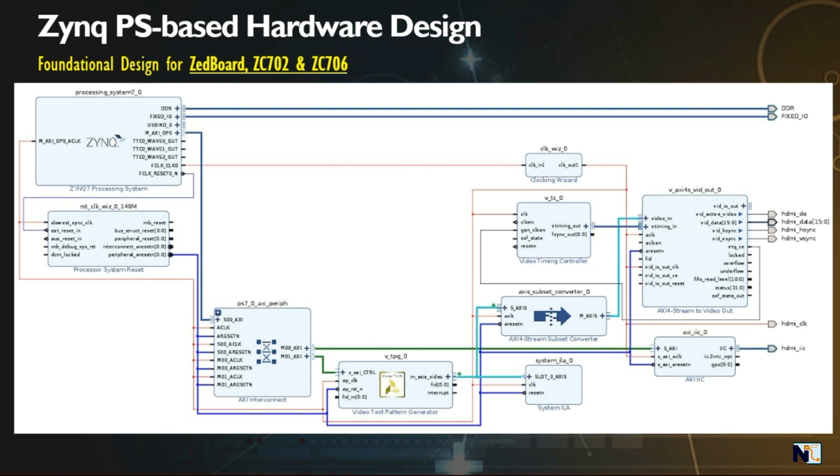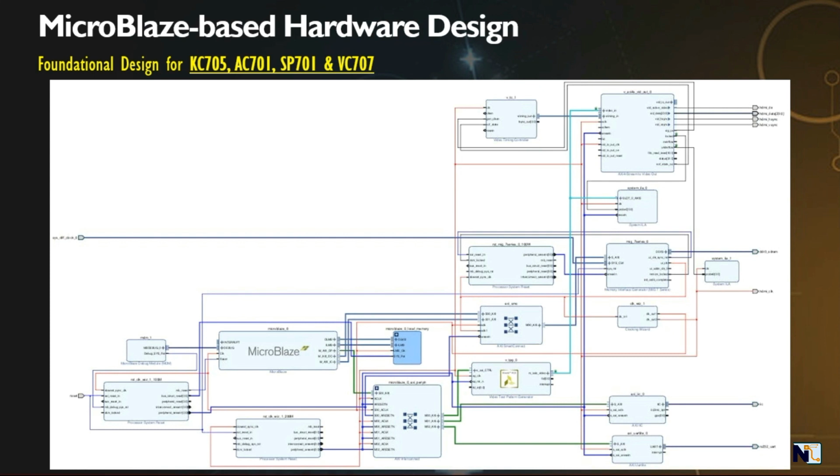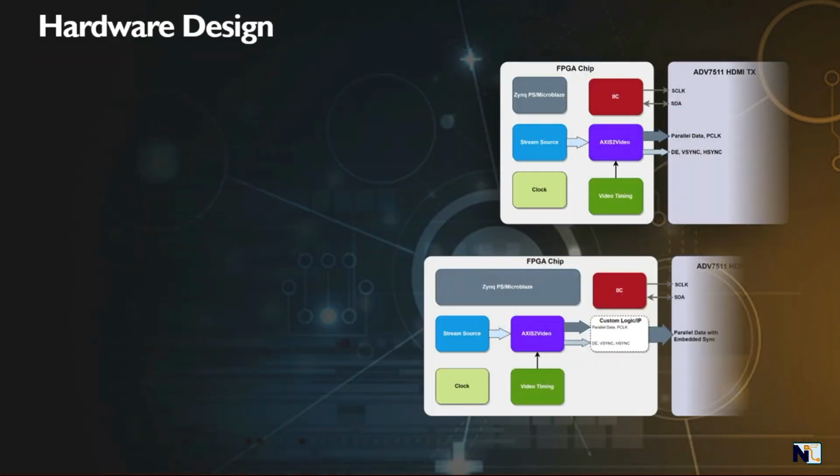Finally, when we acknowledge the above pipeline design flow, we get the Vivado pipeline design as shown. This represents the base level design for ZedBoard, ZC706, and ZC702 boards. This represents the base level design for SP701, AC701, KC705, and VC707 FPGA boards. The pipeline is designed to generate 1080p at 60 Hz video output, which will be fed to the ADV7511 IC to get HDMI output to display on the HDMI monitor.